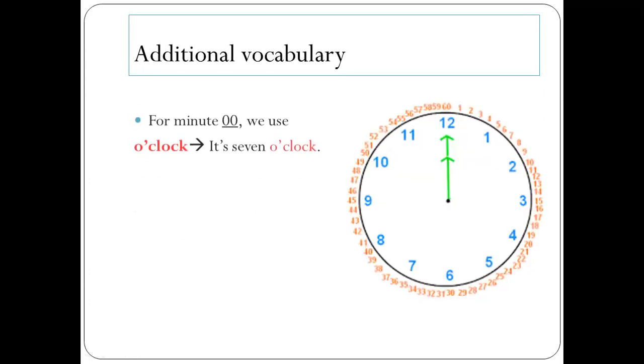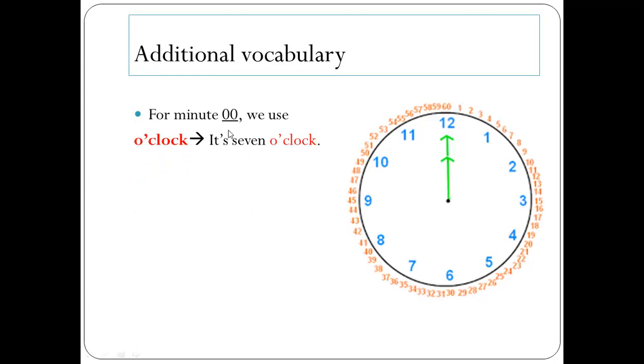We also have another additional vocabulary. For example, when we're in the minute 0, we use o'clock. It's 7 o'clock para decir son las 7 en punto. Es decir, no ha recorrido ningún minuto, es el minuto 0.